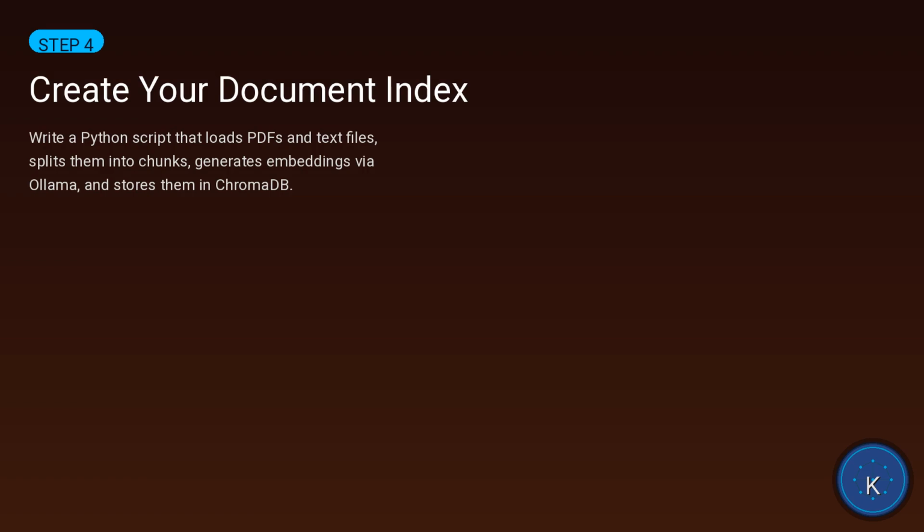Create your document index. Write a Python script that loads PDFs and text files, splits them into chunks, generates embeddings via Ollama, and stores them in ChromaDB.